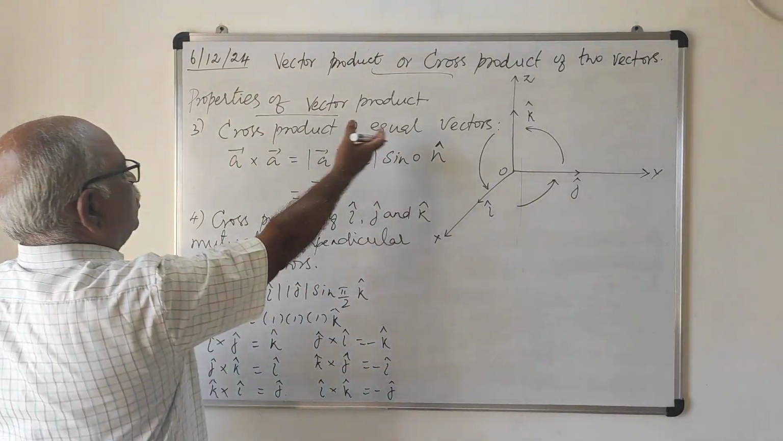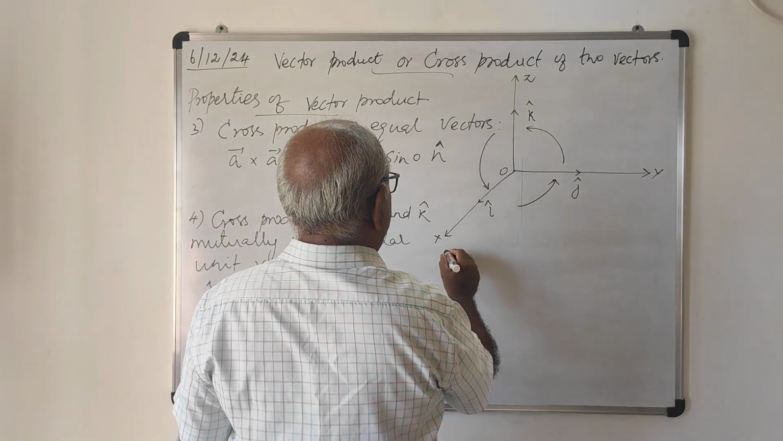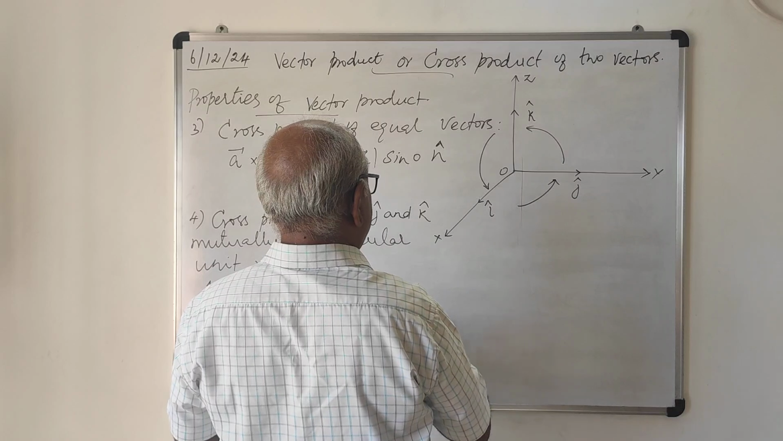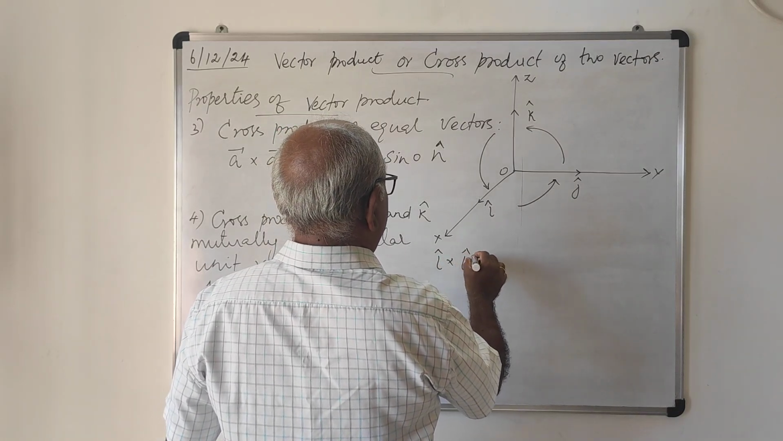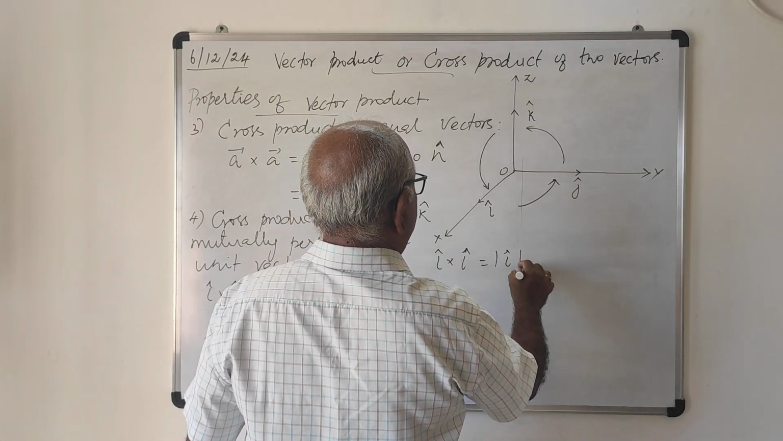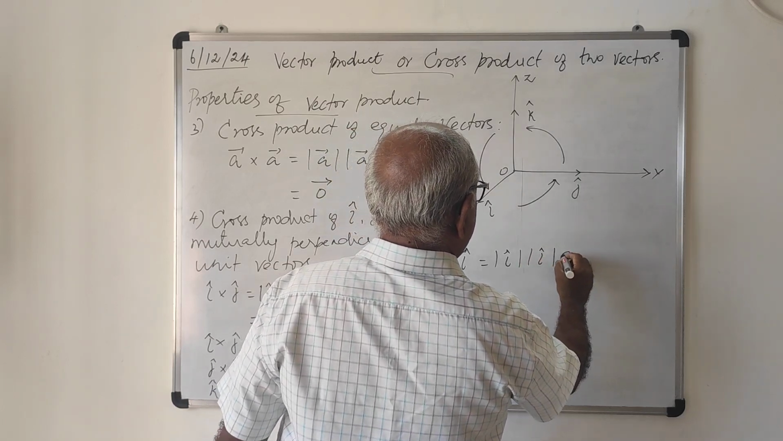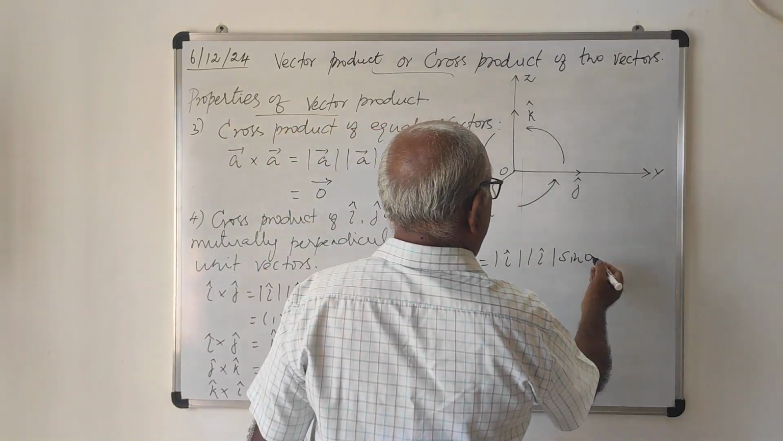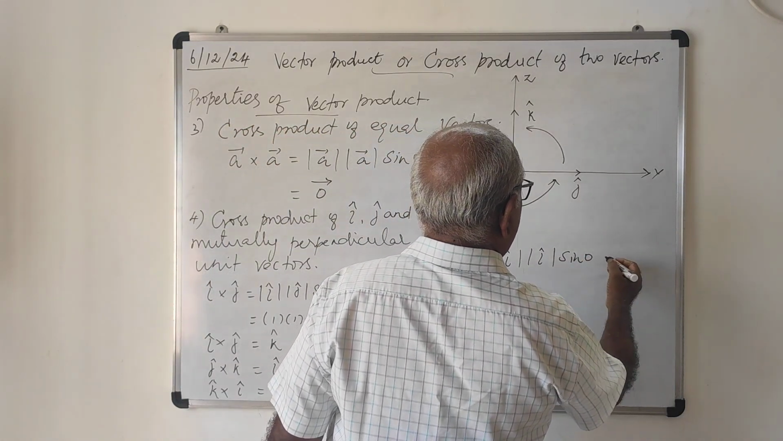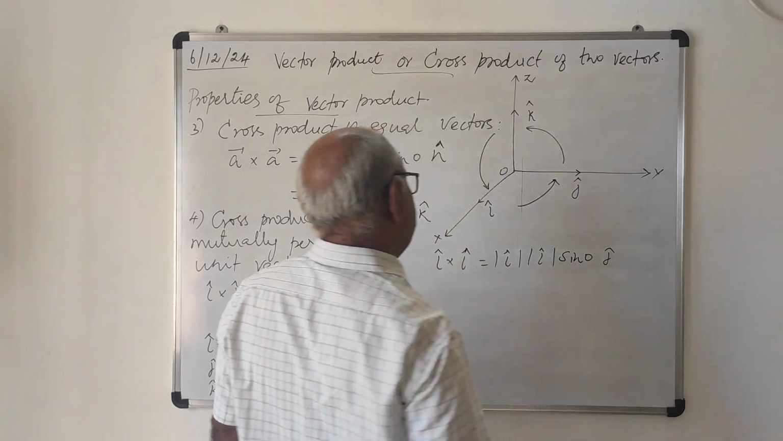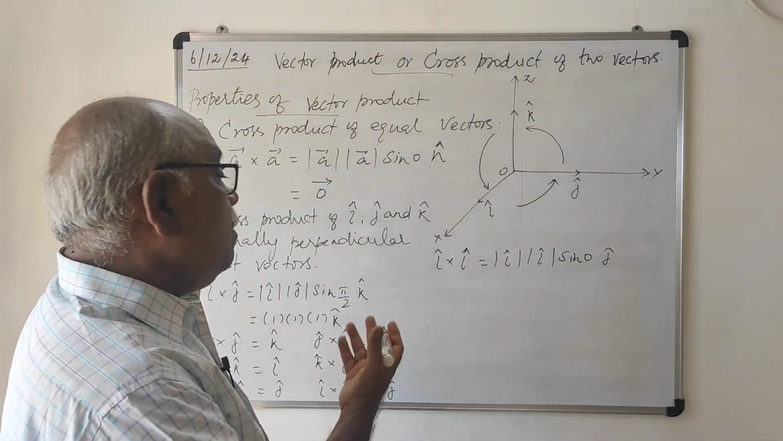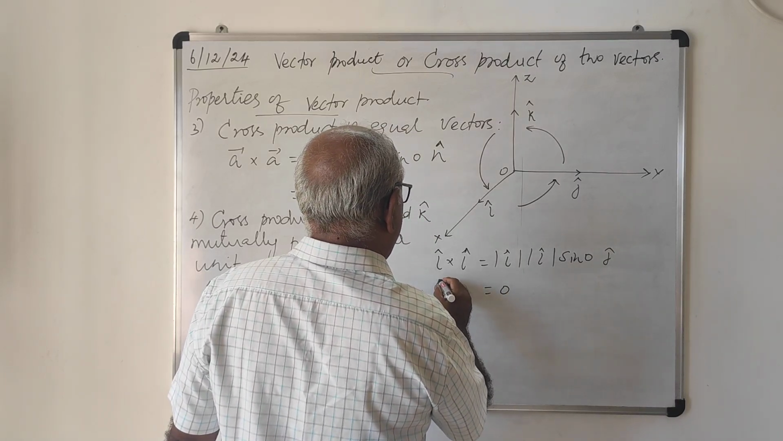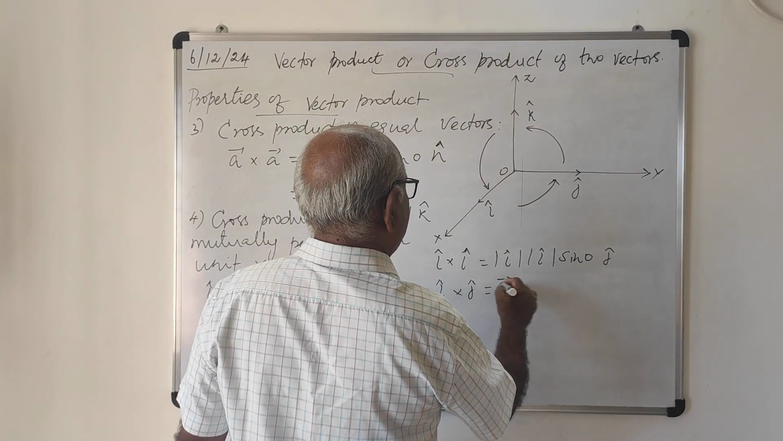Now the cross product of equal vectors. In this case, I cross I is equal to mod I into mod I into sin 0, because the angle between the same vectors is 0, and n cap. You can call J the unit vector perpendicular to I, but sin 0 is 0, therefore everything is 0. So I cross I is the zero vector.